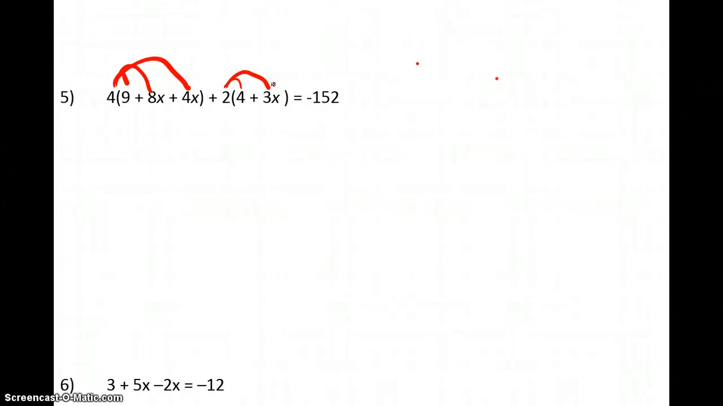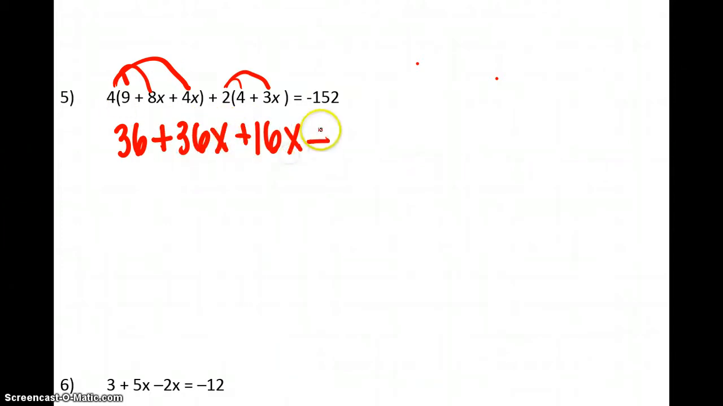So when we distribute, we multiply. So 4 times 9 would give me 36, plus 4 times 8x would give me 36x. 4 times 4 would give me 16x, plus 2 times 4 is 8, plus 2 times 3x is 6x.